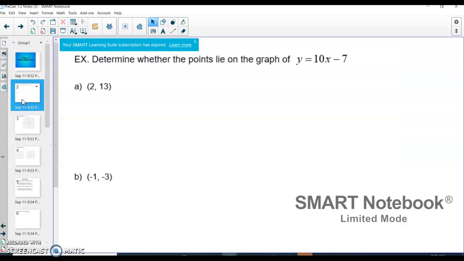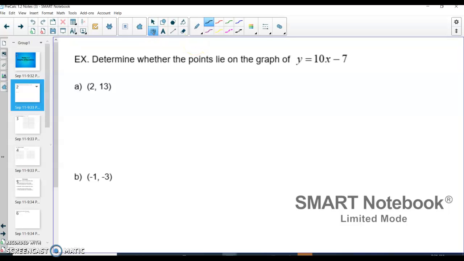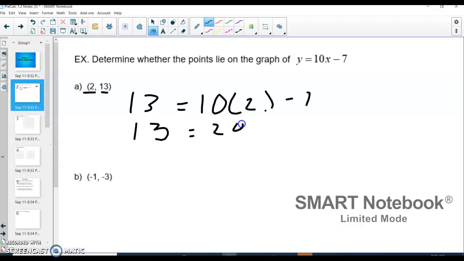So the first one here, we're determining if these points lie on the graph or not. The way we do that is we plug in our x and we plug in our y, and we hope to see that our equation, when we plug in x, equals our y. If it does, we say yes, that point is on the graph. So if I do that here, I plug in my 13 for my y, and I plug in my 2 for my x, minus 7, and I get 13 equals 20 minus 7, and I get 13 equals 13, which I can say, yes, that point (2, 13) lies on my graph.